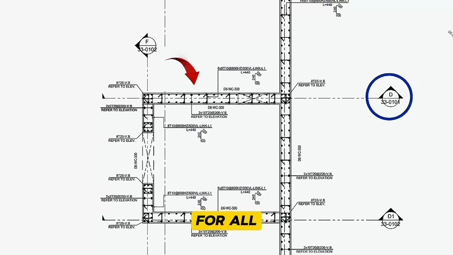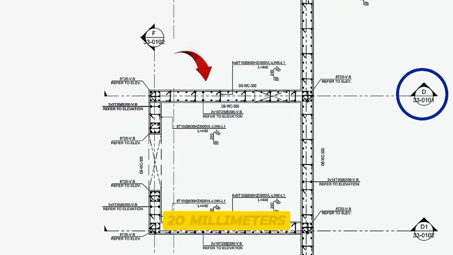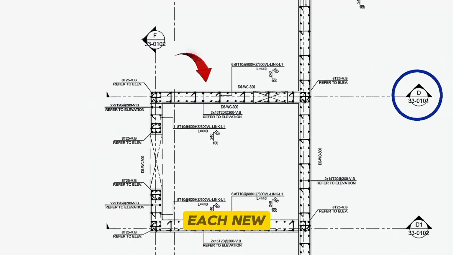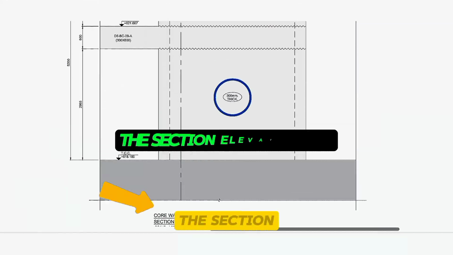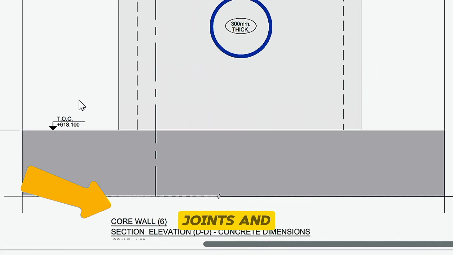The spacing for all walls vertical steel bars is 20mm, and they are also 20mm, and the spacing for link steel bars is the same. Each new wall has columns at the corners. The section elevation DD concrete dimensions indicate construction joints and thickness.